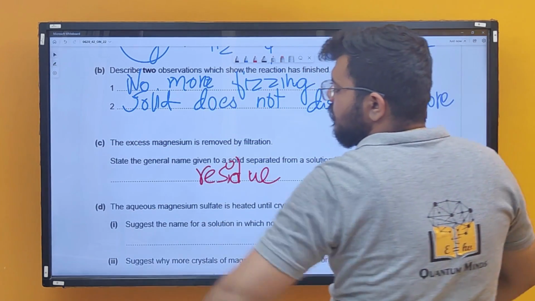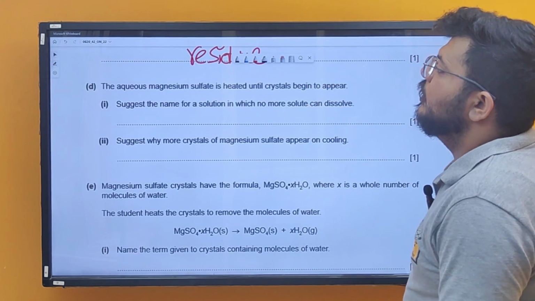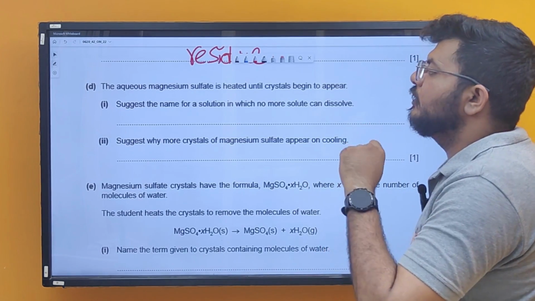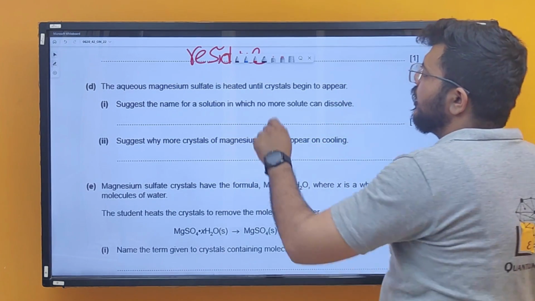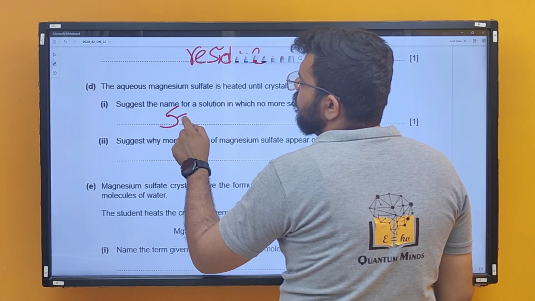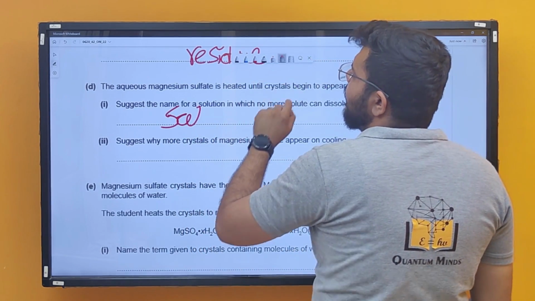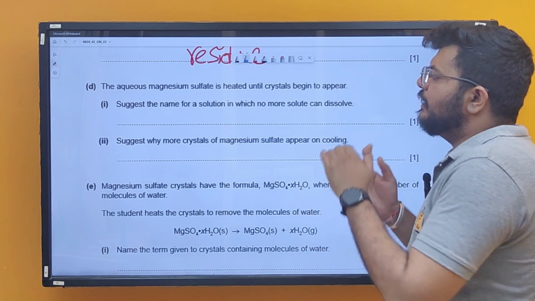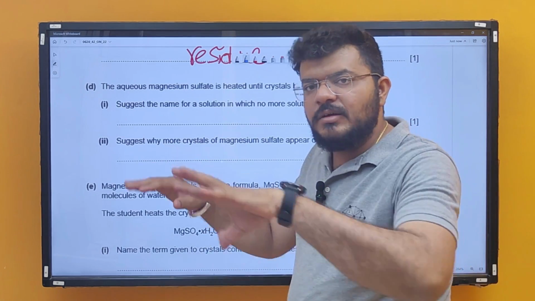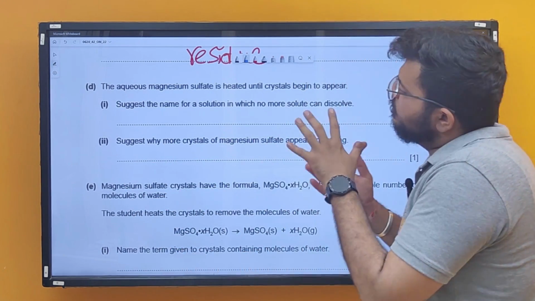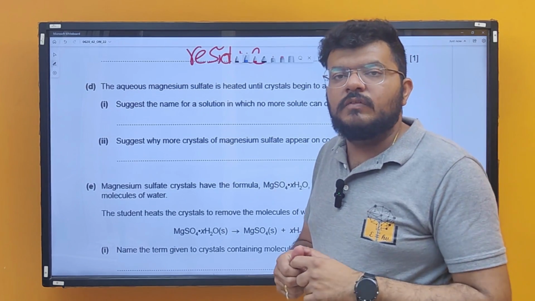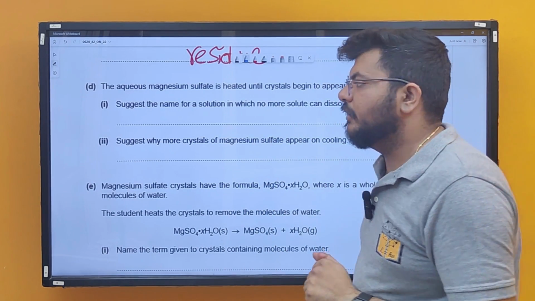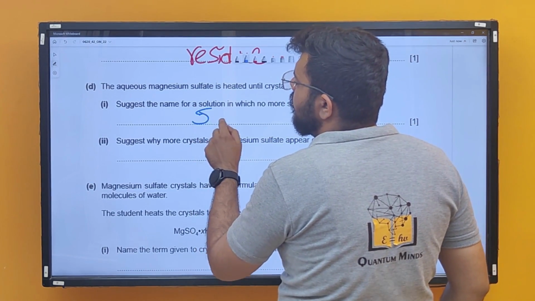Then the aqueous, okay, let's read it now. The aqueous magnesium sulfate is heated until crystals begin to appear. Suggest the name for solution in which no more solute can dissolve. Saturated solution. So basically what they are doing here, they are trying to remove water as much as they can, right? Once they remove a lot of water, it reaches saturation point. So for that amount of water at that temperature, only so much magnesium sulfate can dissolve. So once that point is overcome, crystals start forming. Okay, so saturated solution.